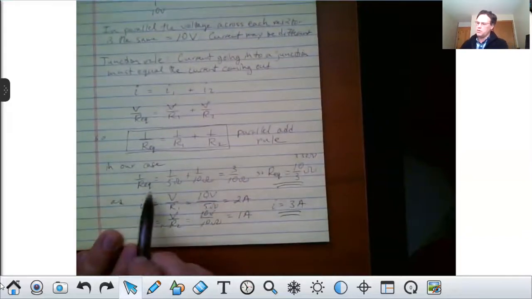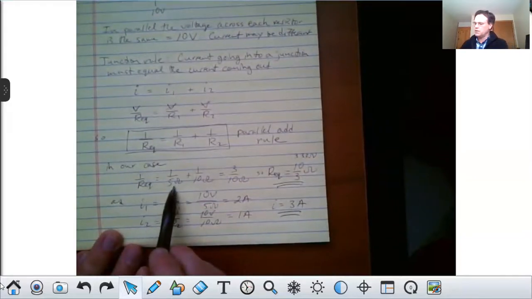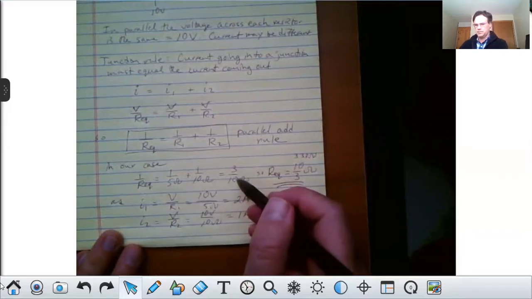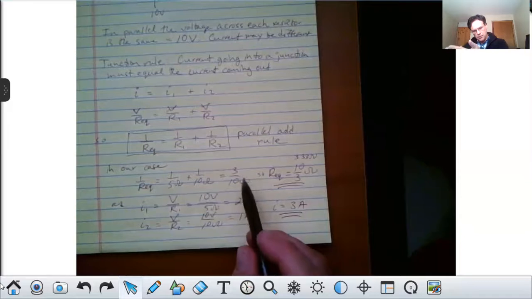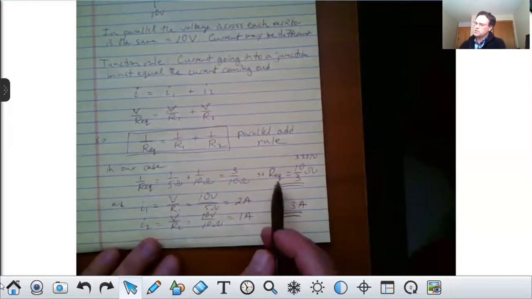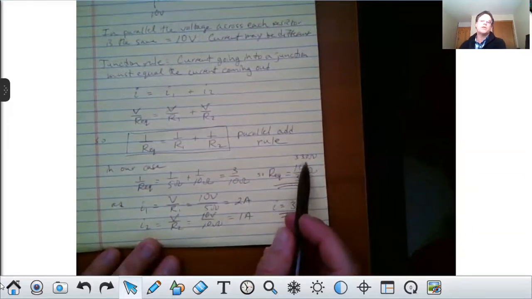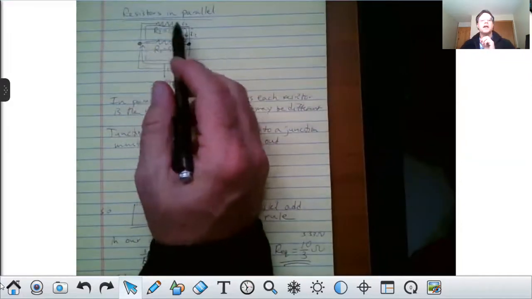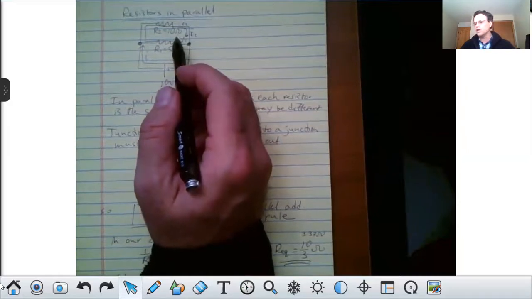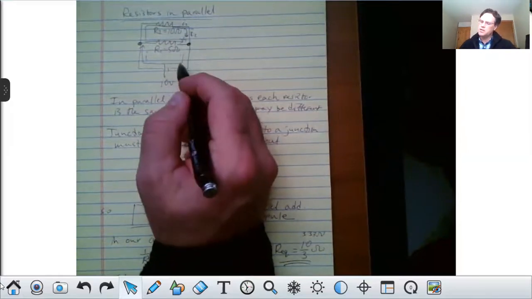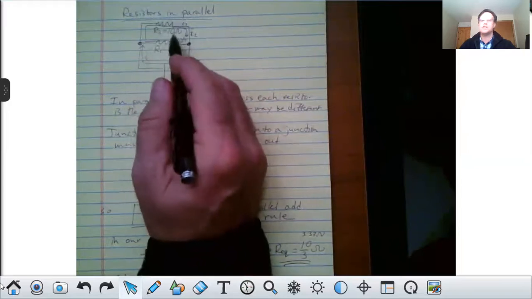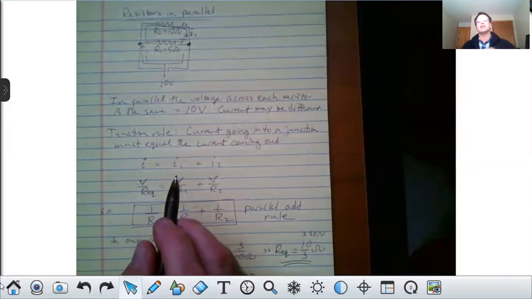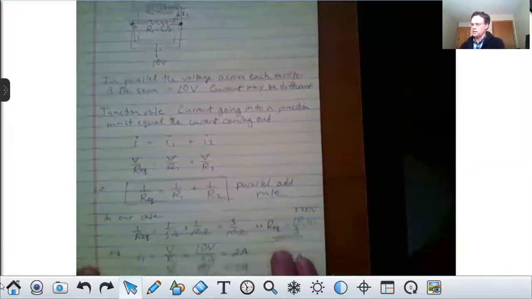In our case, 1 over Req is 1 over 5 ohms, R1. That's 1 over 10 ohms, that's R2. Adding these, I get 3 over 10 ohms. So I have to flip that, right? I've got the reciprocal here. So Req is 10 over 3 ohms, or 3.33 ohms. What you'll notice is, in parallel, the equivalent resistance actually is lower than each resistor. And that's because to get current through each branch, I've got to add more current in the battery. So the battery actually senses a lower resistance when resistors are in parallel.